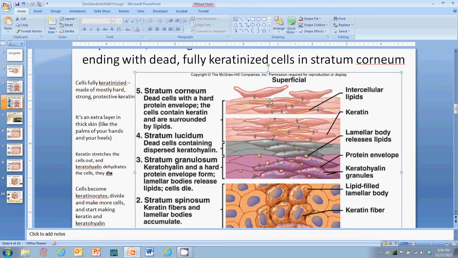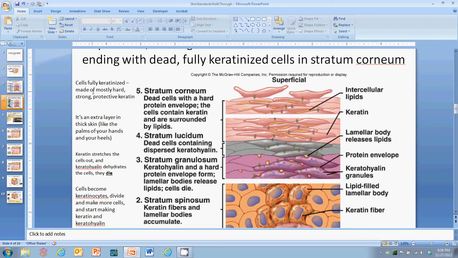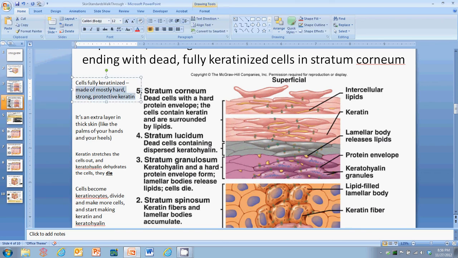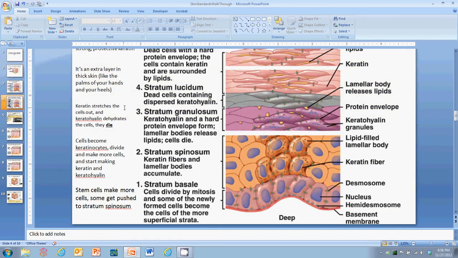The last layer, the outermost layer, is stratum corneum. That is where cells, dead cells, have a really strong protein coat, and they contain keratin. That's what makes them that strong. And we don't need to worry about the lipids or fats. We did talk about that. But cells have been fully keratinized, meaning they've died. Keratinized. They're made mostly of hard, strong, protective keratin. That is keratinization. What does the epidermis do for the body?